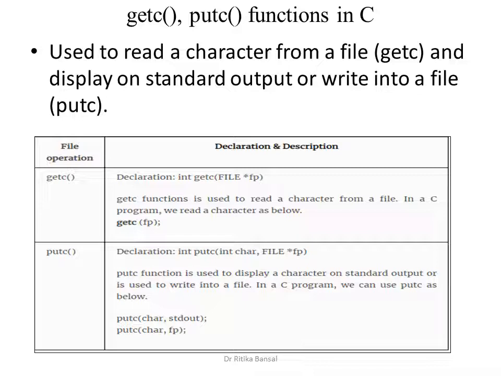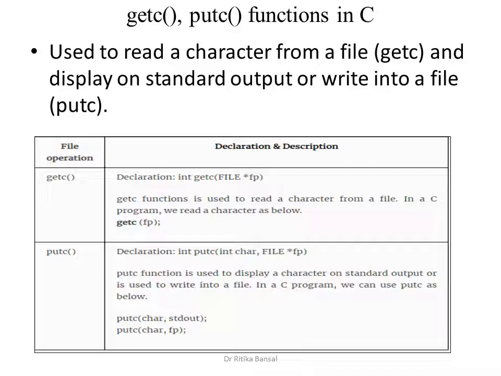So the getc function means we want to take a character from the file. As mentioned in the box, the getc function has the syntax getc, and in the bracket you give the pointer from where you need to read the character. The pointer holds the address of the file. Putc means you need to put a character. Now you need to supply two things, the character as well as the pointer. Putc can be used for standard output display as well as file display.